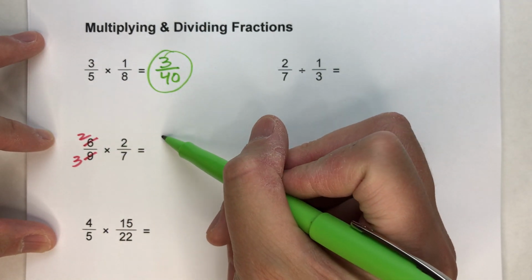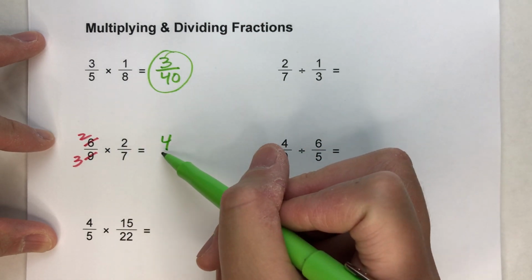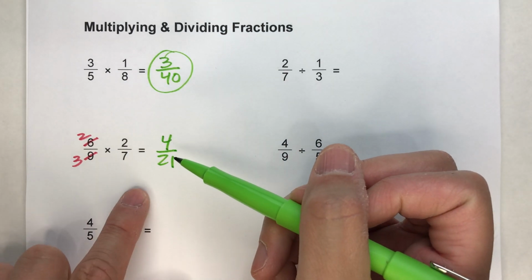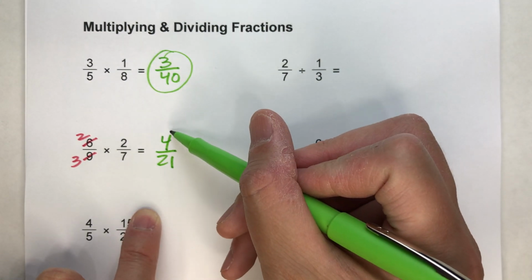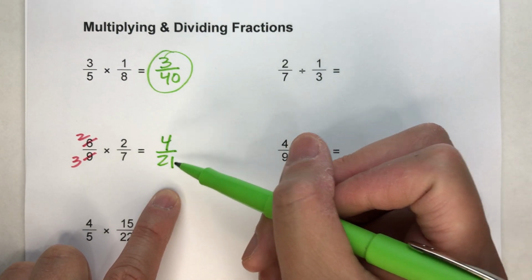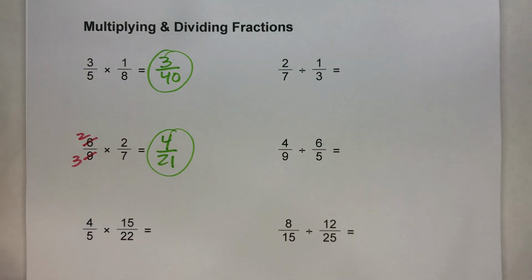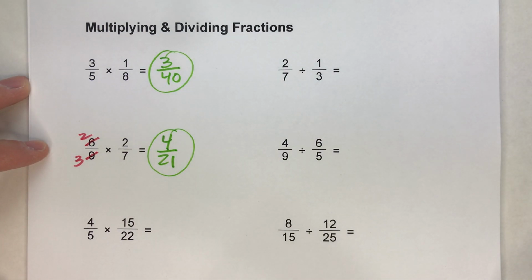2 times 2 is 4. 3 times 7 is 21. And notice my answer here, 4 over 21, cannot be reduced because there's no number that divides into both 4 and 21 other than 1. So I know I've got my final simplest answer. All right, let's do one more.